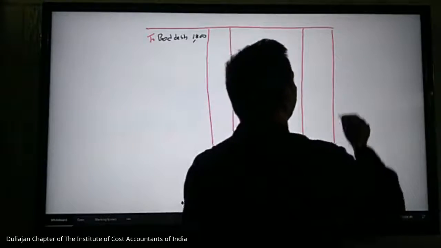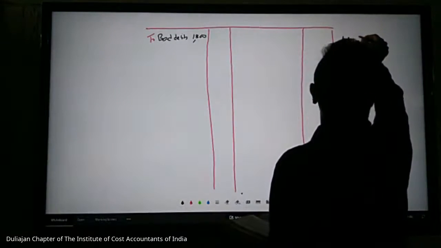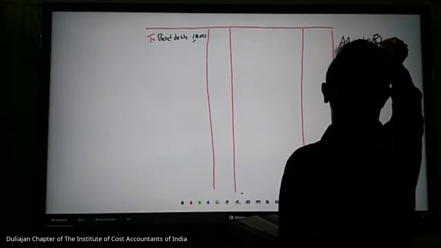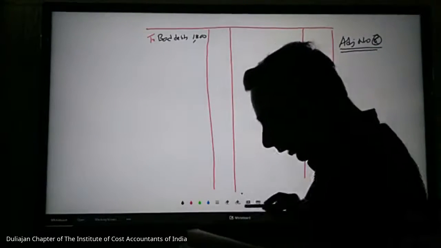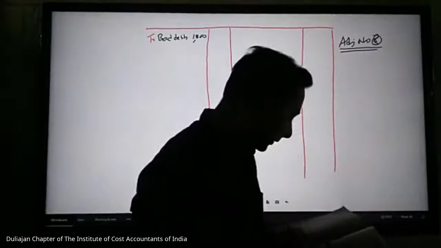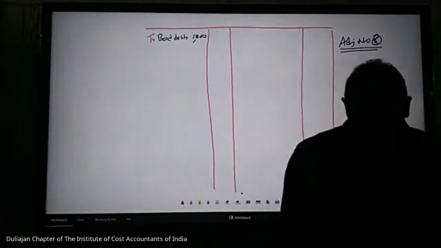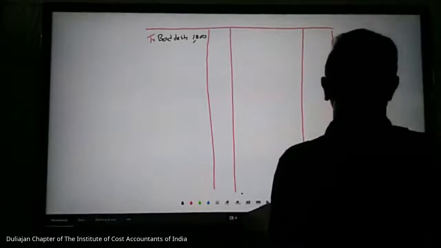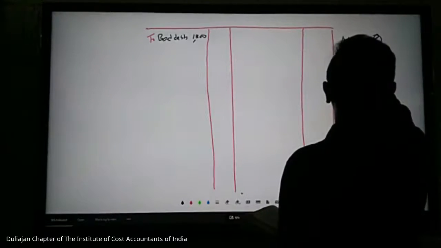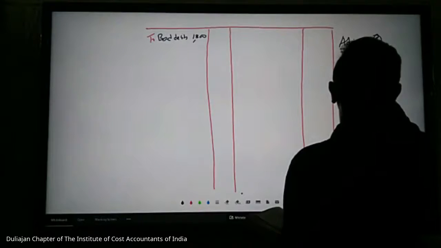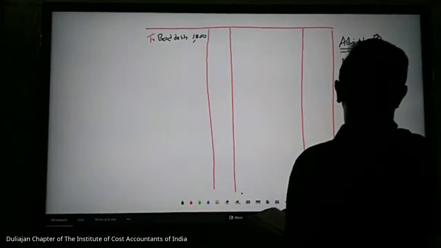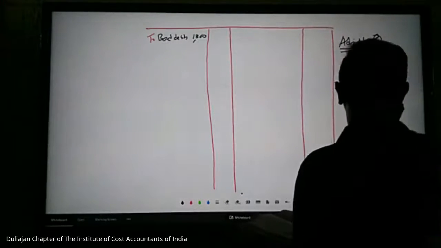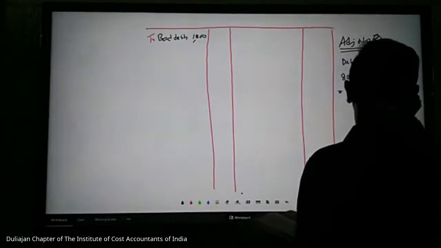Adjustment number 5. Make a provision for bad and doubtful debt 5% on debtors. Debtors amount how much? 80,000 into 5%, so 4,000. This is the new provision.